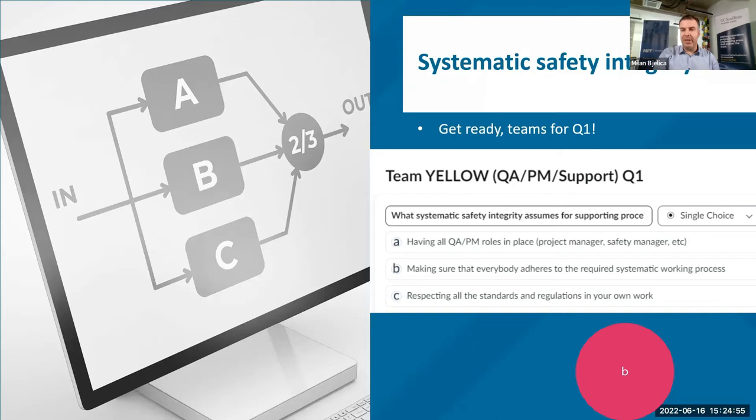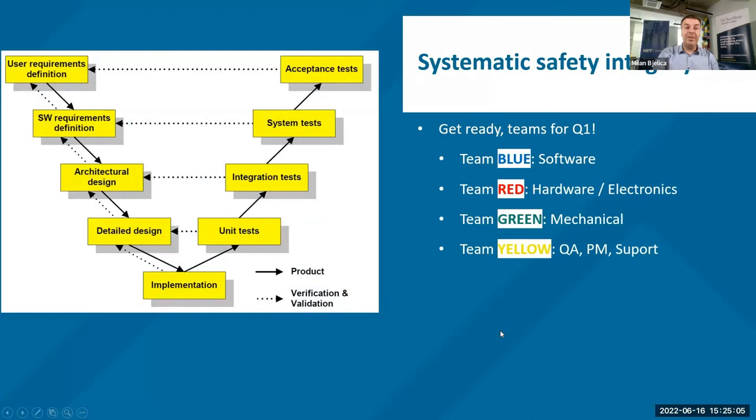Okay, so the team yellow leads by one currently. So let's see. Okay, so the systematic safety integrity in the end is all about the process. So this is one of the processes that are commonly used. It's a V model that has all the phases from the requirements definition for the top level, then for the software, architectural design, drill down into details, implementation, and then on the right side is the testing corresponding to each of the phases. And of course, going from one phase into another, we need to provide links, and linking up these phases and all the items in them is called traceability.